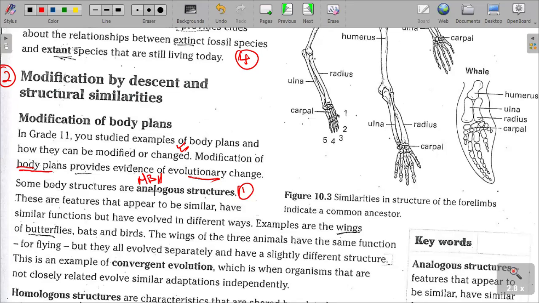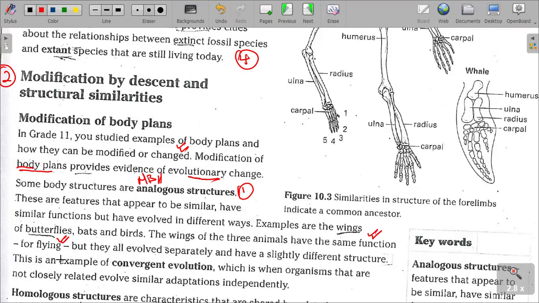Examples are the wings of butterflies, birds and bats. These wings are examples of analogous structures. The wings of these animals have the same function, which is flying, but they all evolved separately.